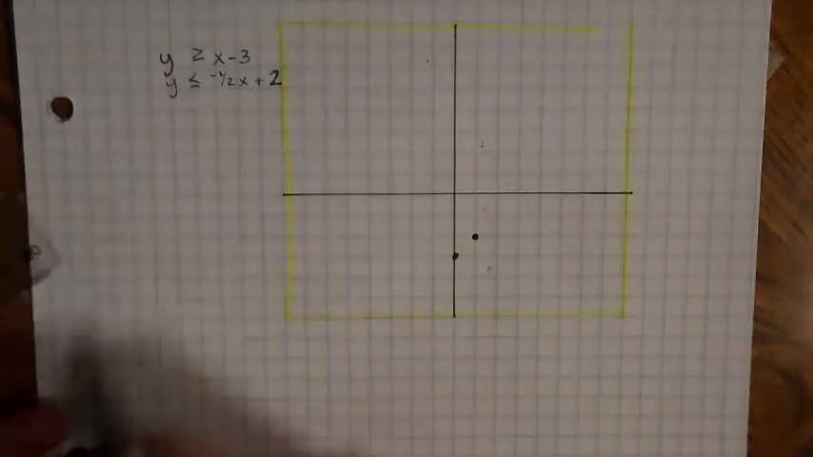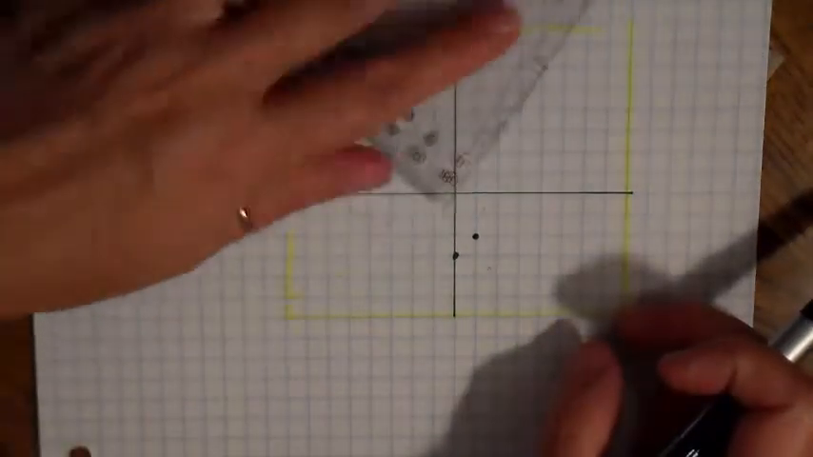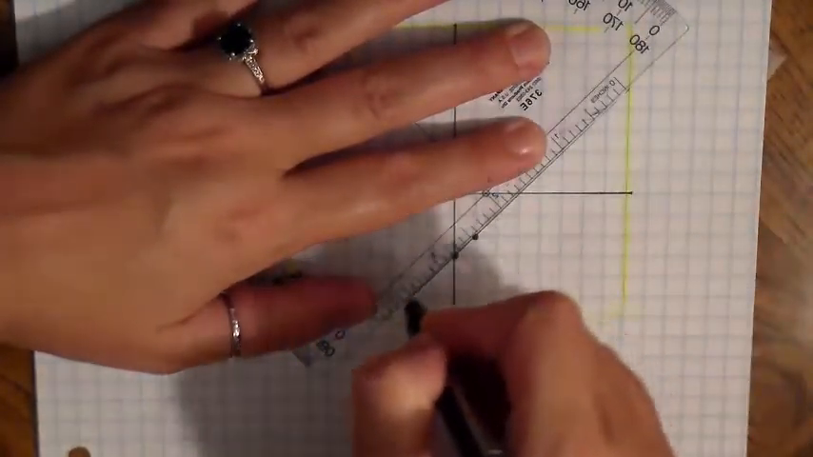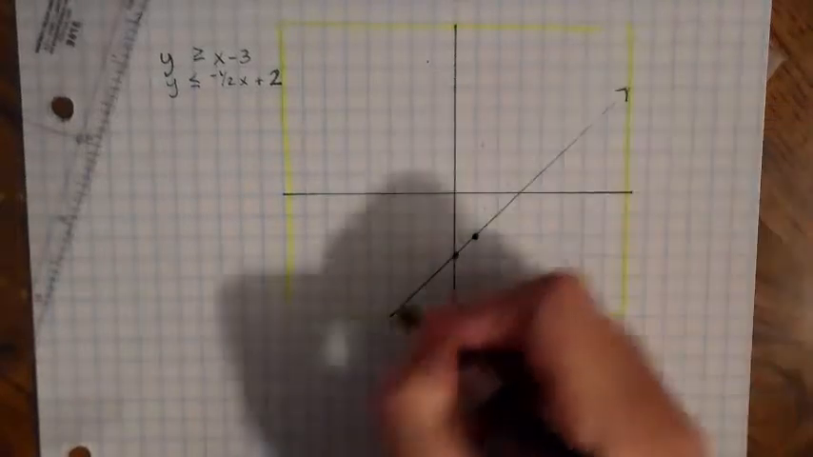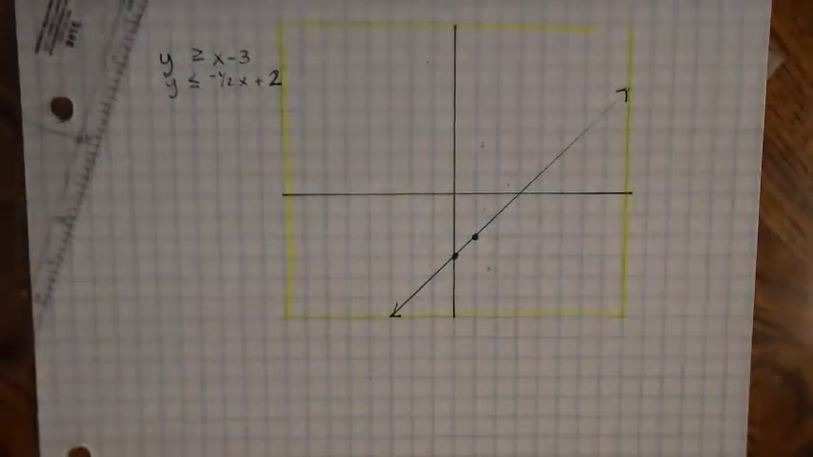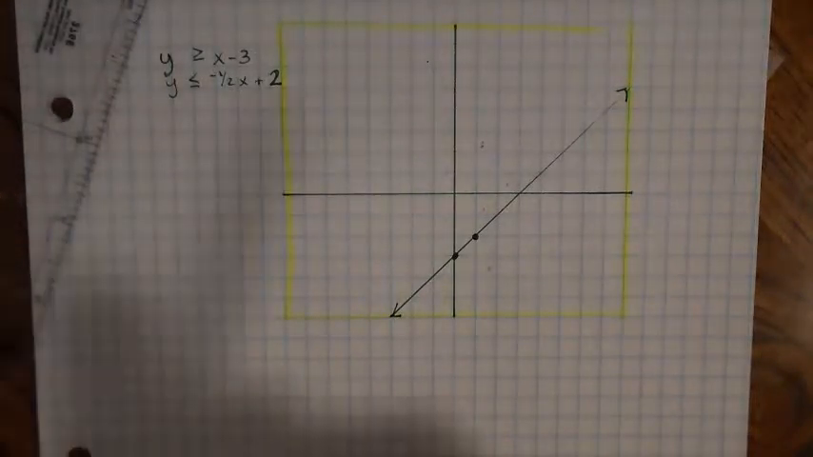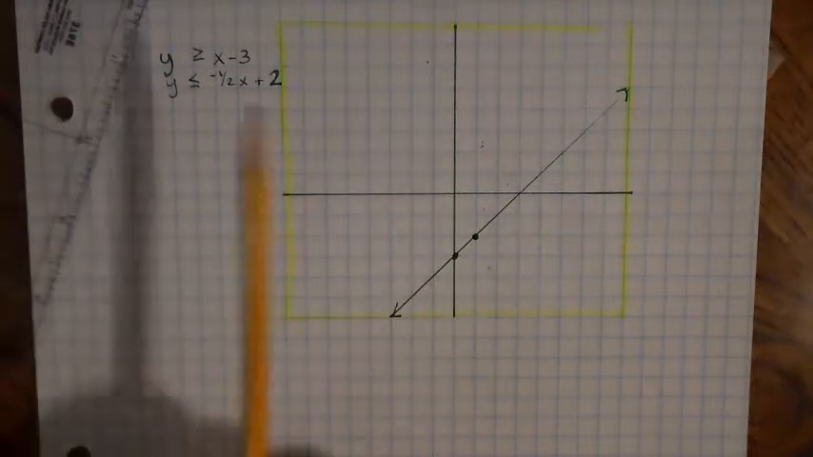And this is a solid line because I have an "or equal to," so I will come through and draw that solid line. Okay. Now I'm going to show you an alternate way of shading the whole thing on the next couple of examples, but for this example I'm going to go ahead and do the full shading.